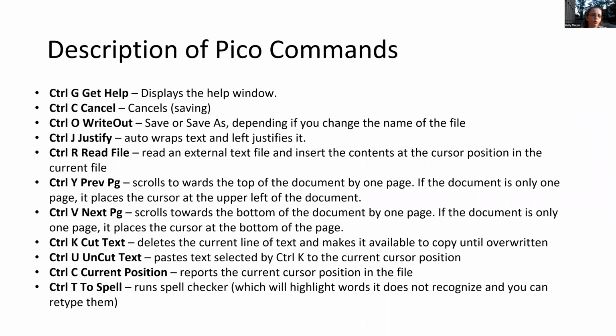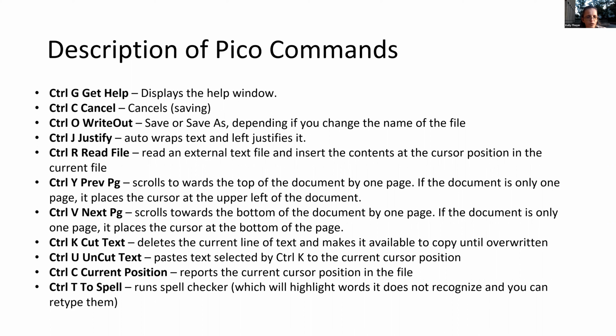So these are the Pico commands. There is the get help, the cancel for saving, write out, which means like save or save as. Control J is for auto wrapping the text and justifying it. Control R is for reading files. Control Y is previous page. V is next. Control K is for cutting the text, because Control C is already used for cancel, so K is for cutting. U is for uncut, that is paste.